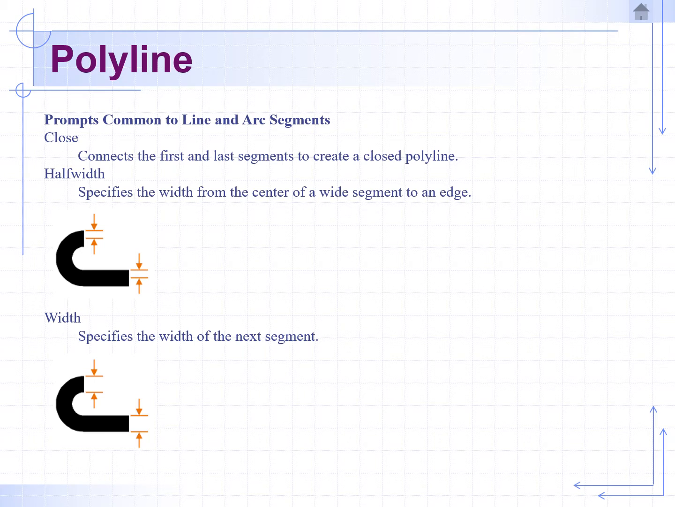So if you needed to close in some type of shape. Half width specifies the width from the center of a wide segment to an edge, and then width specifies the width of the next segment. You can see there's half width, and this would be full width or width.